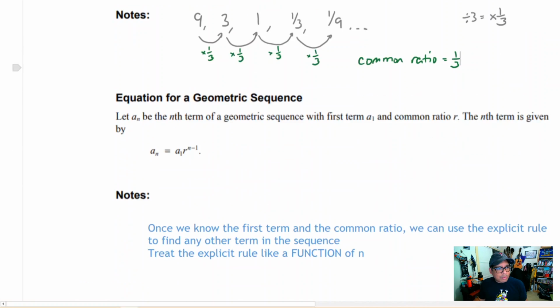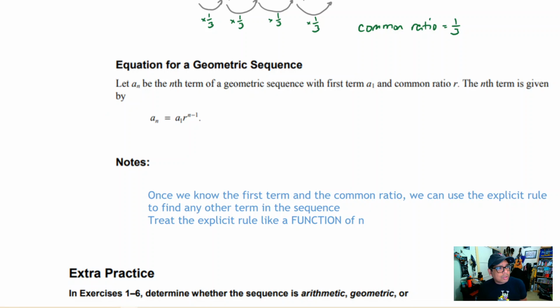So with that in mind, we have this really important equation here, and we call this the explicit formula for a geometric sequence. This is what we're working on in calculus right now, is this formula. So this equation for a geometric sequence, a(n) is equal to a1 multiplied by r to the n minus 1.